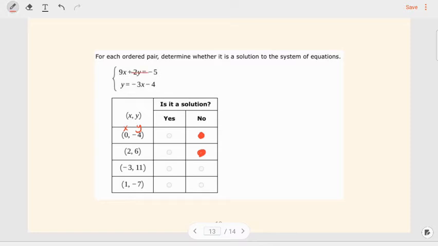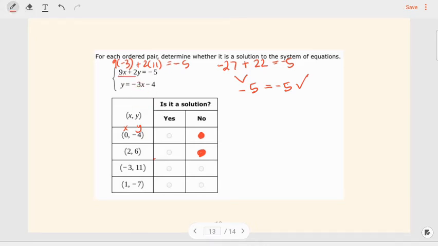Let's check another one. If I plug in -3 for x, and I plug in 11 for y, what do I get? Well, 9 times -3 is -27. And here's where a calculator comes in handy. Please, I don't expect you to have this memorized. 11 times 2 is 22, equals -5. Now I add those together. Oh, I get -5 equals -5. That works out. Now that does not mean it's necessarily a yes. I need to check in both of these equations, and it needs to work out in both.